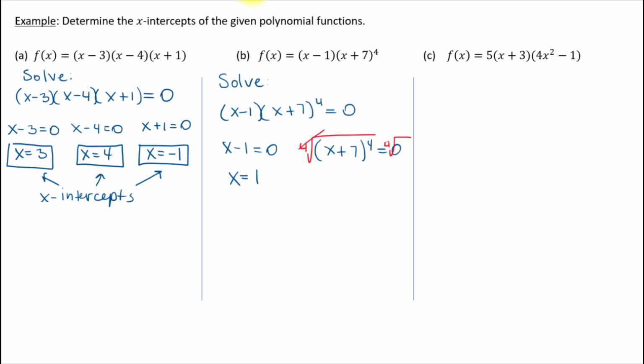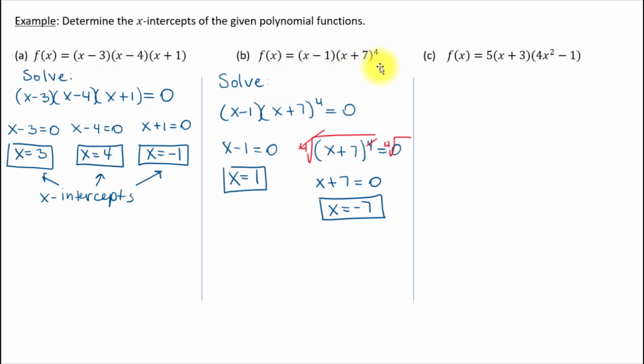Now the fourth root cancels the fourth power, so we have x plus 7 equals 0. And then from here we can see that x is negative 7. So it looks like we found two x-intercepts, x equals 1 and x equals negative 7. But this is what I'd like to note.